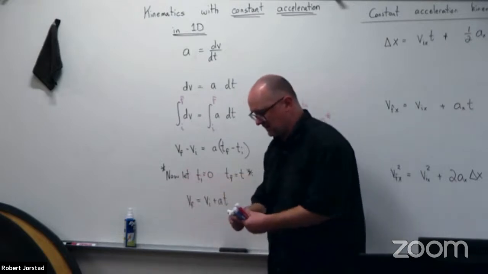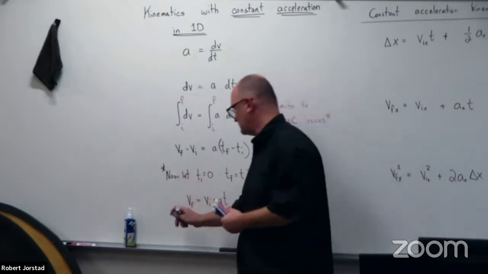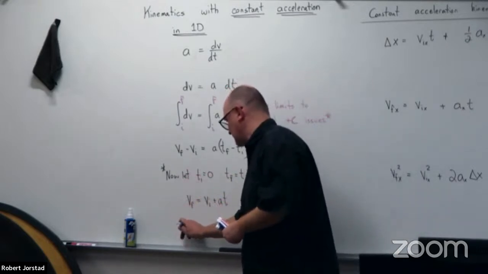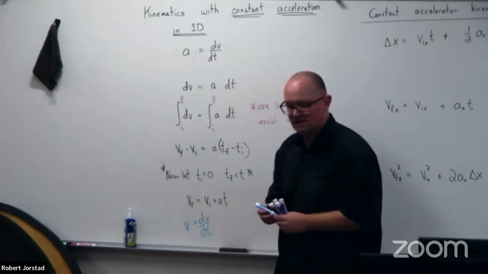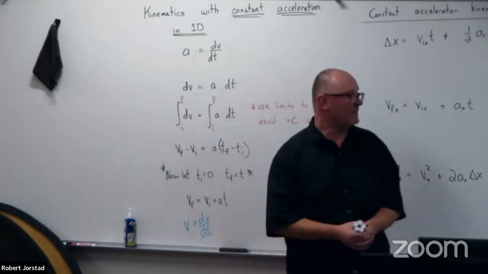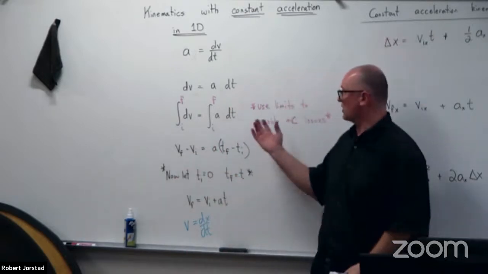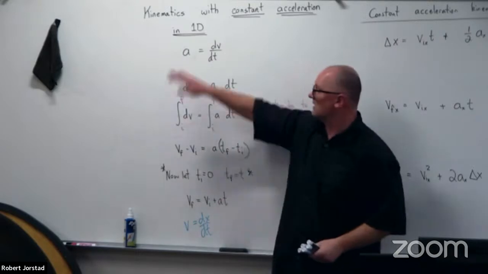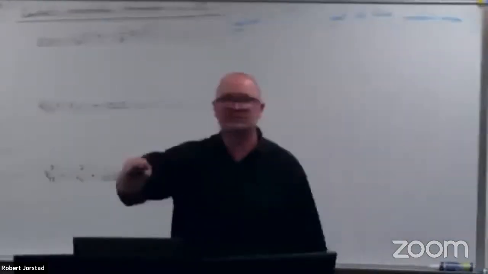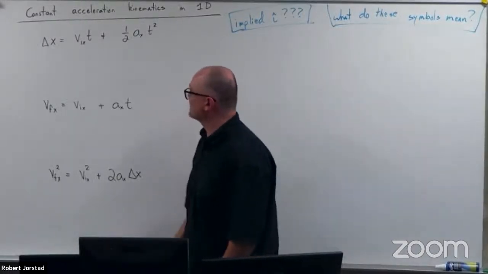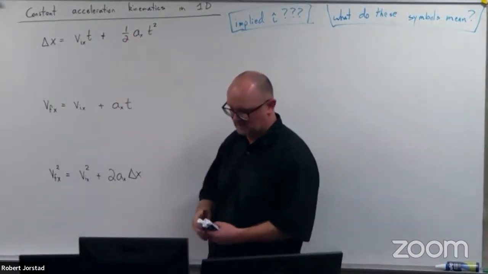You could repeat this process using v equals dx dt and figure out these other equations. These equations right here come from this process. If you're in physics 110, you don't need to know this. So let's focus on the task at hand. Our goal is basically to figure out how we use these equations.